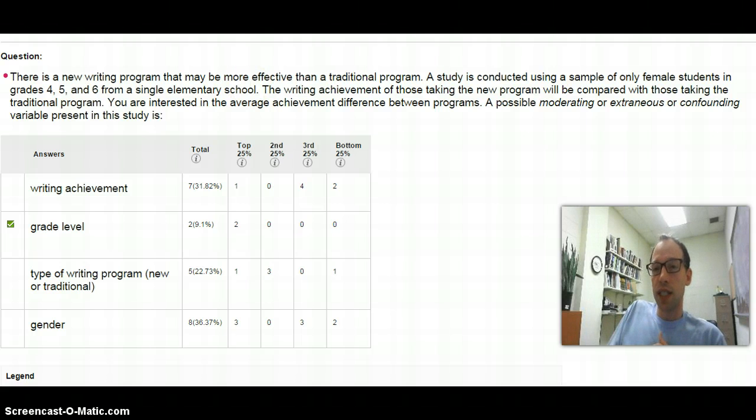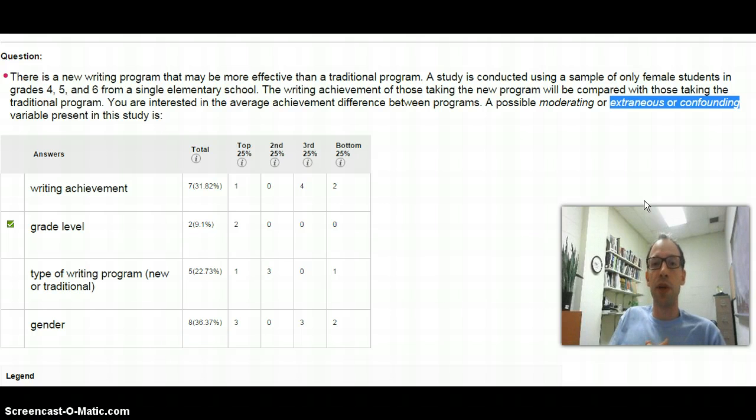Now, the reason it says a possible moderating variable: a very appropriate way to handle that would be to split the sample into grade 4 and then do an experiment there, grade 5 do an experiment there, and grade 6 do an experiment there. If you did that, then you'd have even more information because you could look for maybe it's effective at a certain grade level or not at another, which is, by the way, called an interaction. If we don't take that into account, it's potentially going to affect our results.